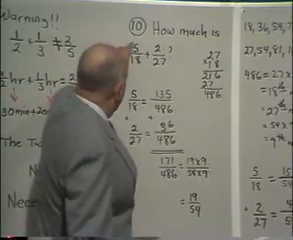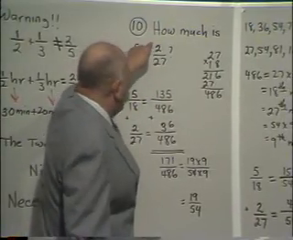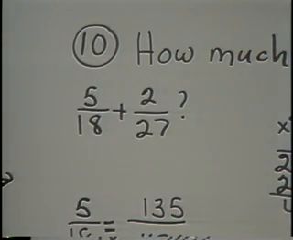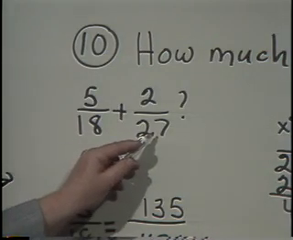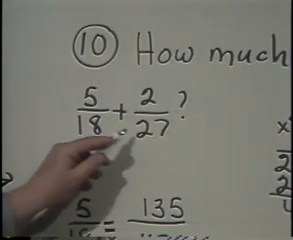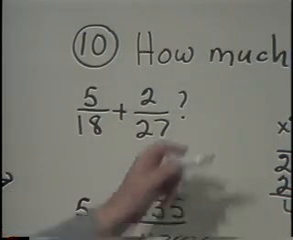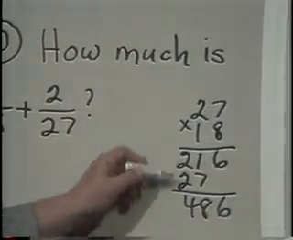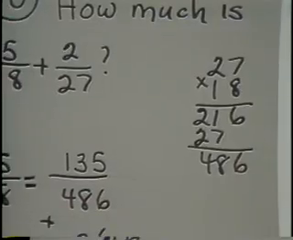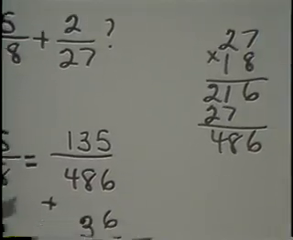Again, what do I need here? The 5 is modifying 18ths, the 2 is modifying 27ths, so I need a common denominator. Well, notice that 18 times 27 would be the 27th multiple of 18, and also the 18th multiple of 27. If I multiply this out, 27 times 18 happens to be 486. Now what do I do? I convert to the common denominator.